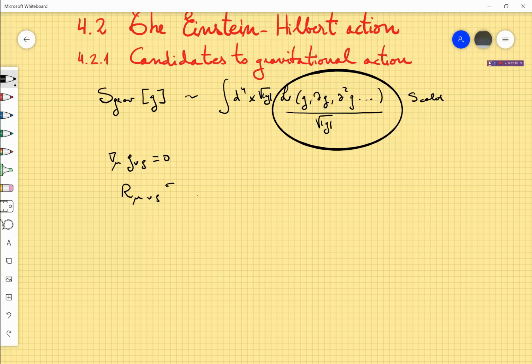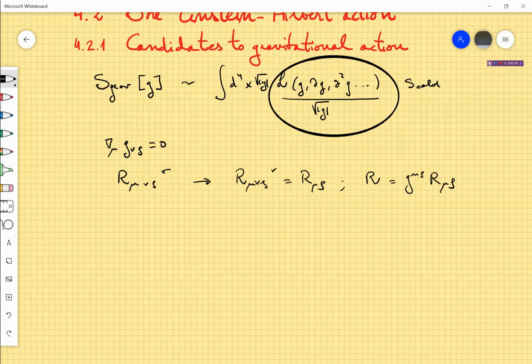For instance, you know that from the Riemann tensor we can construct the Ricci tensor just by identifying these two indices and summing over them, and we can also construct the Ricci scalar. This would be one of the possible invariants that we can use. But we can also do more things. We could, for instance, use R squared. It is also a scalar, or in general, any function of R.